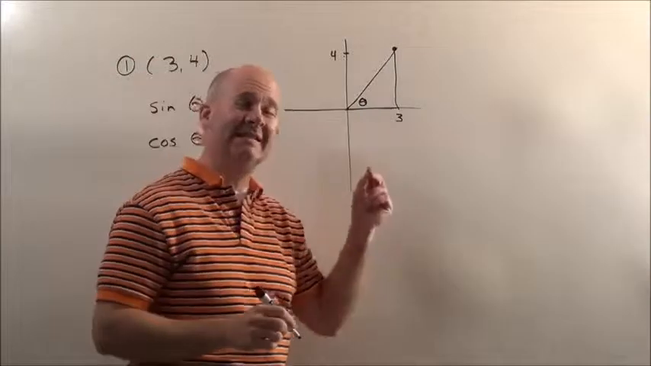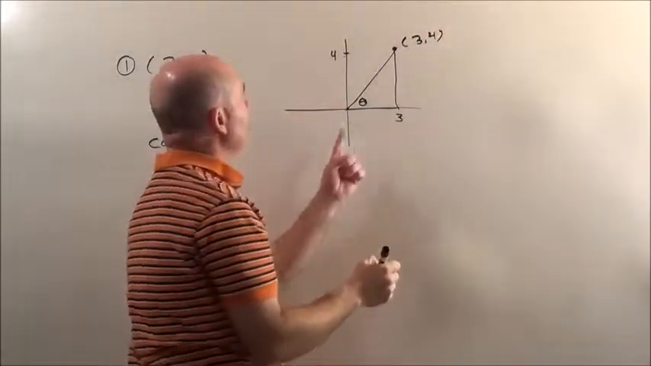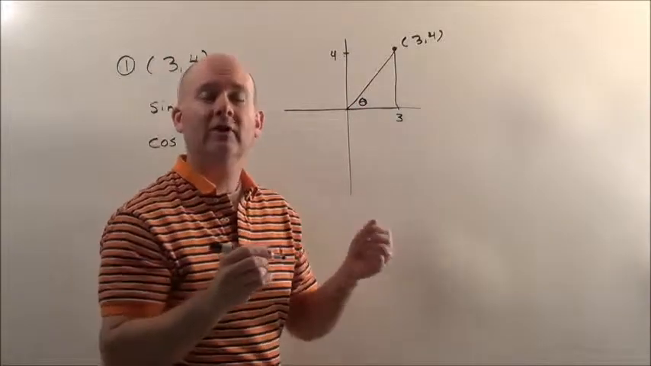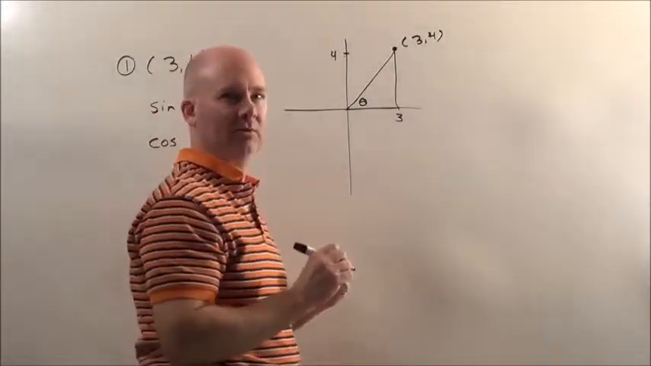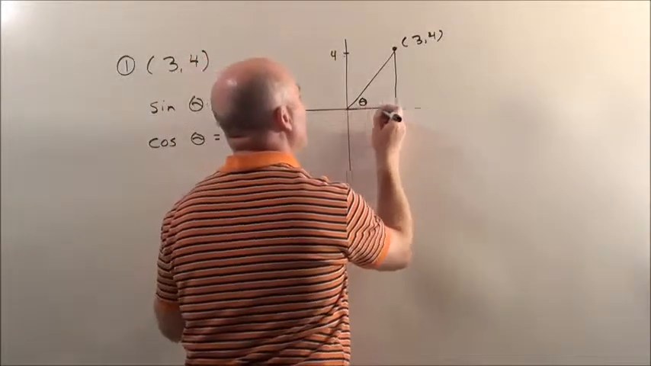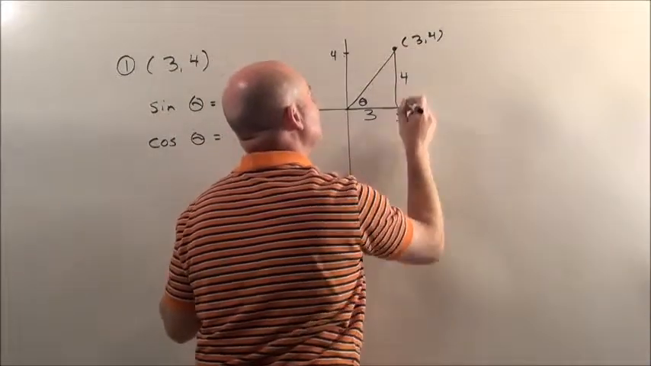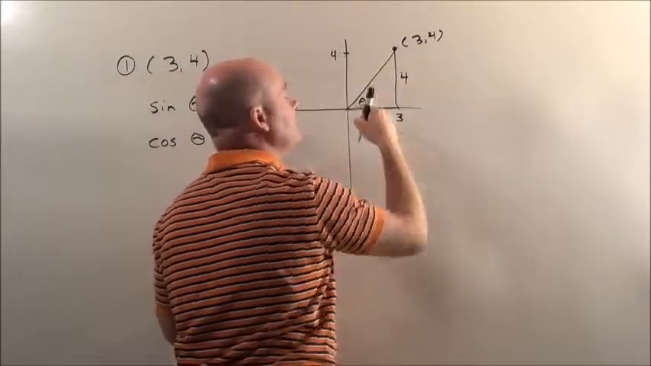Well, since it told us that this point right here is located at 3, 4, we actually already know 2 of the 3 sides of that right triangle. Pythagorean theorem will help us figure out the third side. Well, you came over 3, so this leg is 3. You went up 4, so this leg is 4. So we already know it's a 3, 4, something triangle.